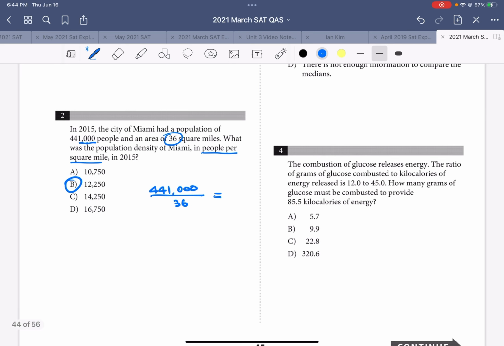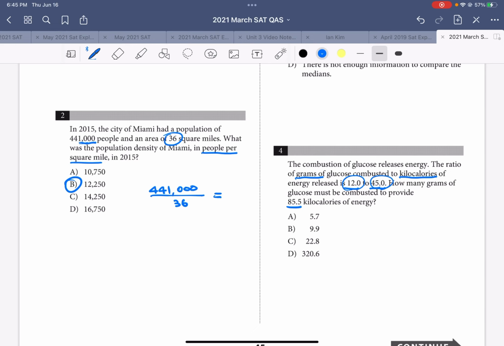Number four. The combustion of glucose releases energy. The ratio of the grams of glucose combusted to kilocalories of energy released is 12.0 to 45.0. So how many grams of glucose must be combusted to provide 85.5 kilocalories of energy? So the ratio of grams to kilocalories is this, right?